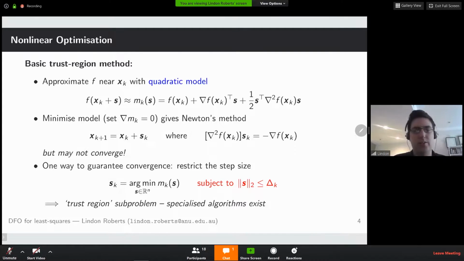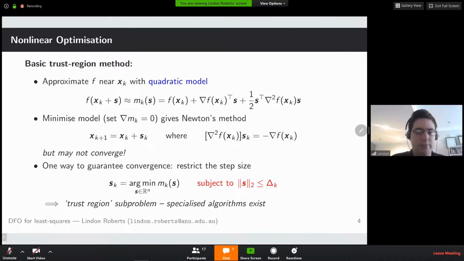But you impose the constraint that you can't take too large a step. So this is working under the basis that your Taylor series approximation is only really accurate for small steps. So let's maintain some measure delta k of what we consider a sensible step size where we think our model is accurate, and we'll minimize our model subject to that constraint.